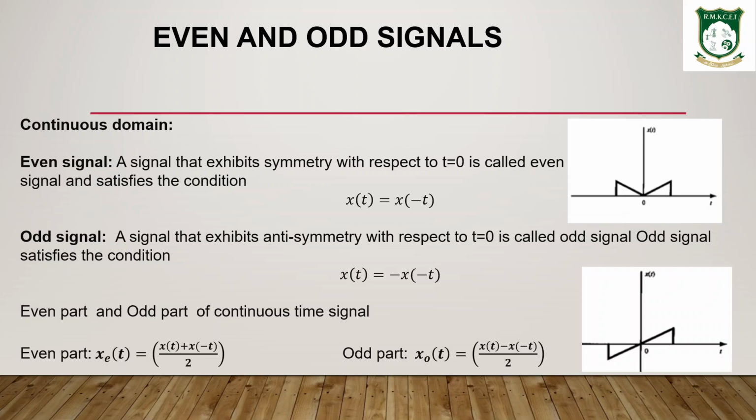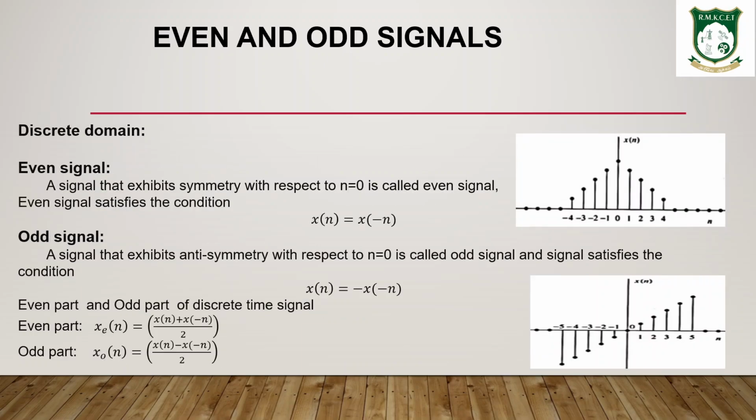I hope you have seen already the operation on signals video. From that you know how to plot x of minus t, how to calculate x of minus t. So calculate x of minus t and substitute here to find out even and odd part of the signal.